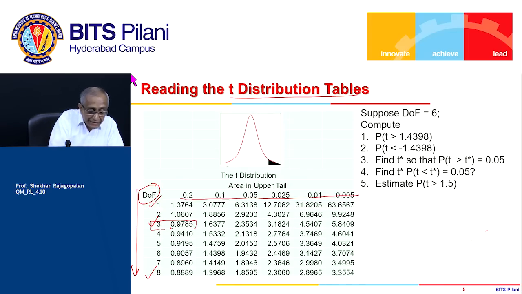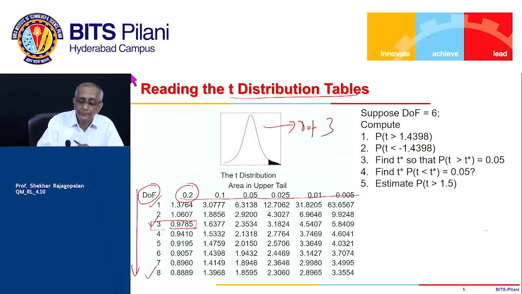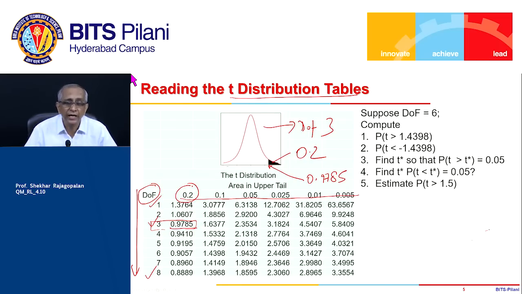This number 0.9785 is the t value for which the area in the upper tail is 0.2. Meaning that if this were degree of freedom 3 and if this area is 0.2, then this point out here is 0.9785. And that is the way to read a t table.